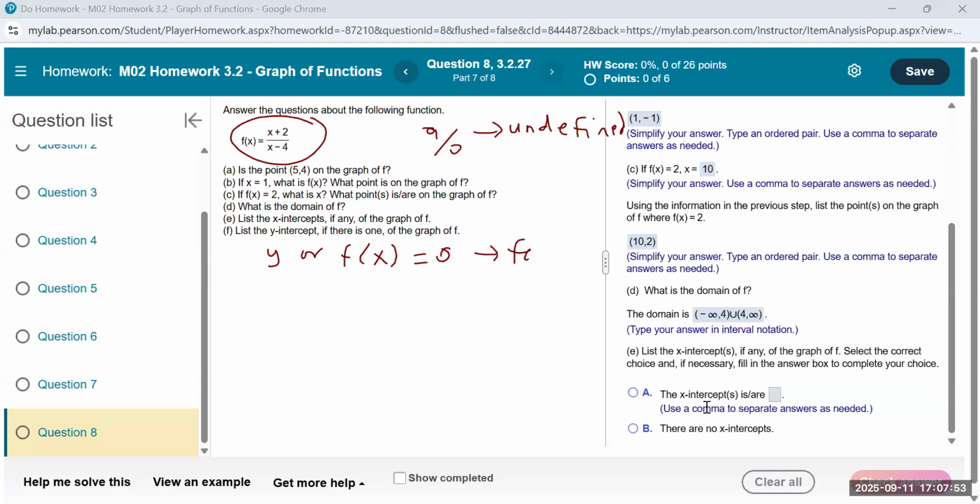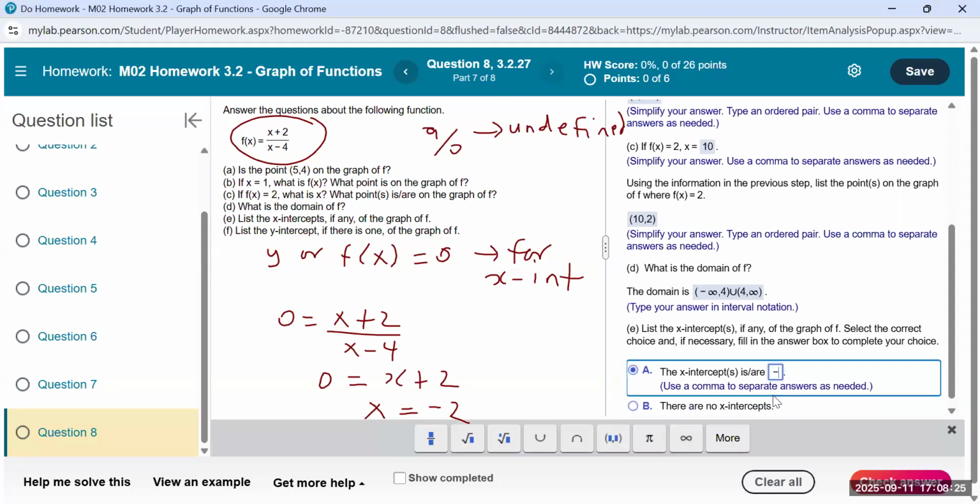So for the x-intercept, your function f of x is equal to 0. So 0 is equal to x plus 2 all divided by x minus 4. If you apply cross multiplication, you're looking at 0 is equal to x plus 2, and your x is equal to negative 2. So your x-intercept is negative 2.